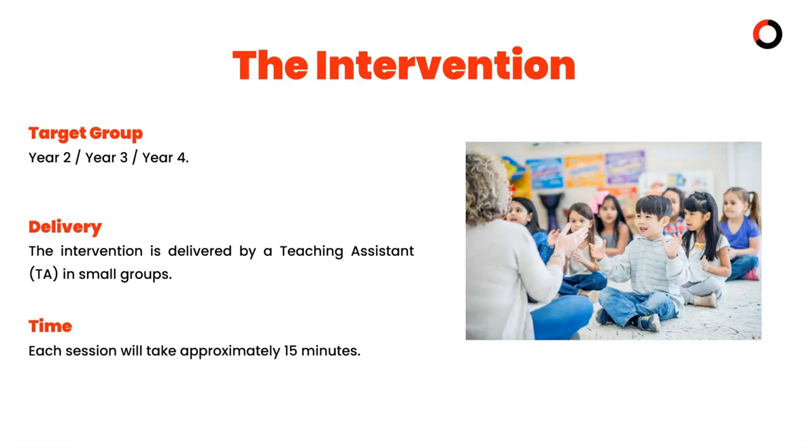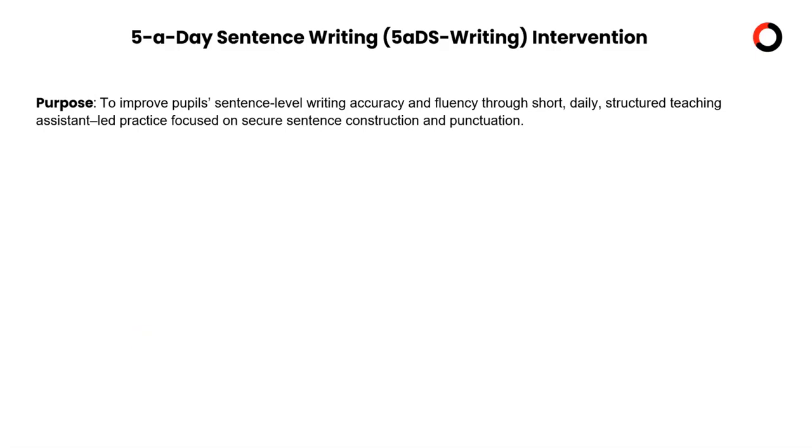So the intervention is targeted for year 2, 3 and 4. It's an intervention that is delivered by a teaching assistant in small groups, and each session can take approximately 15 minutes. So the intervention is a 5-a-day sentence writing intervention with the purpose to improve pupils' sentence level writing accuracy and fluency through short, daily structured teaching, assistant-led practice focused on secure sentence construction and punctuation.